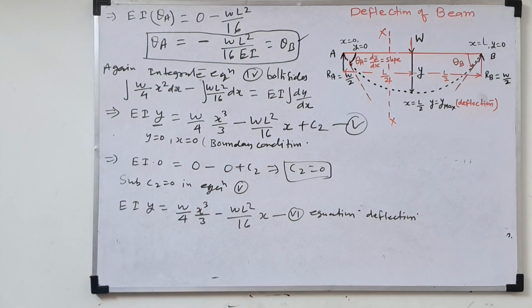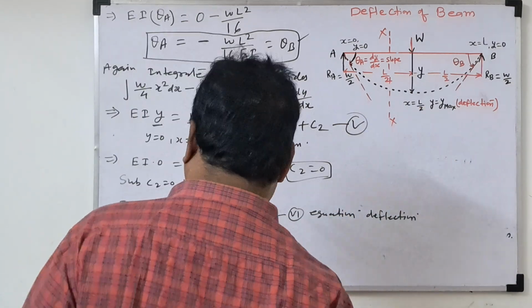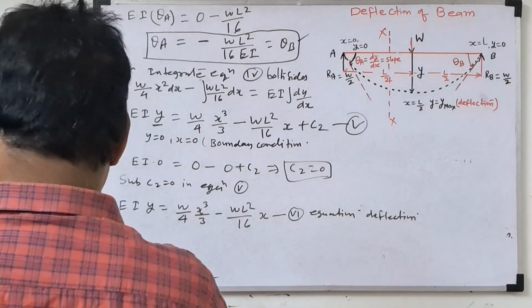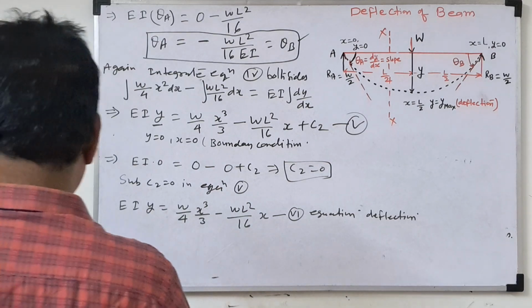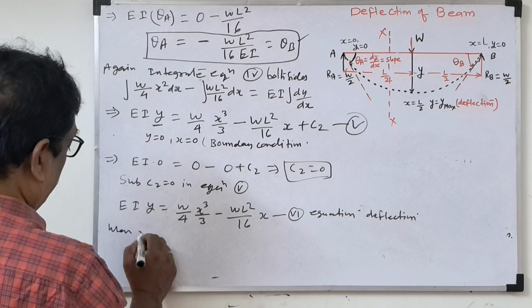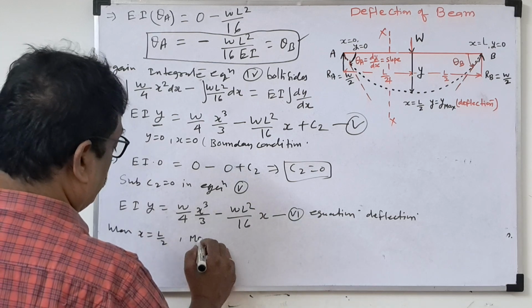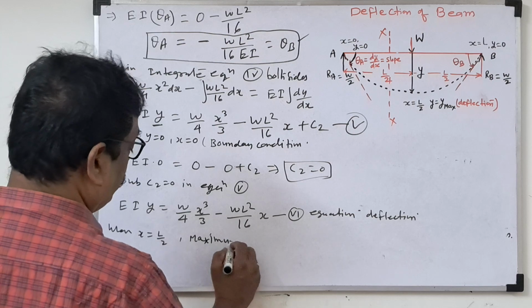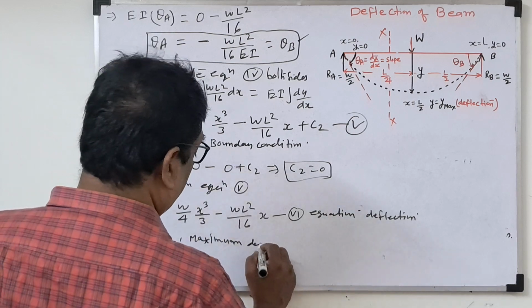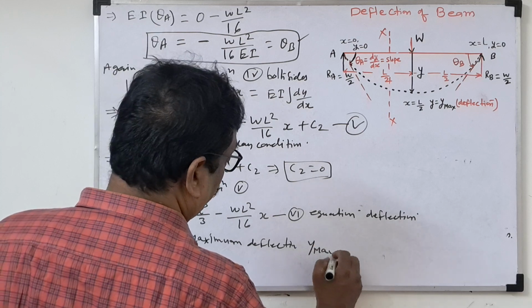Now where will the maximum deflection be? Where x equal to L by 2. That boundary condition we will substitute now. When x equal to L by 2, we will get the maximum deflection. That is called Y maximum.